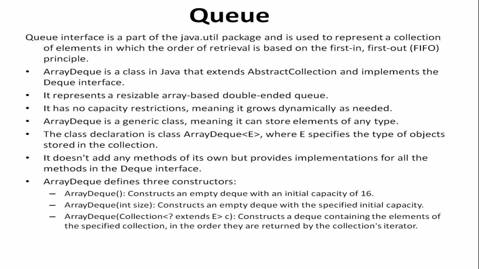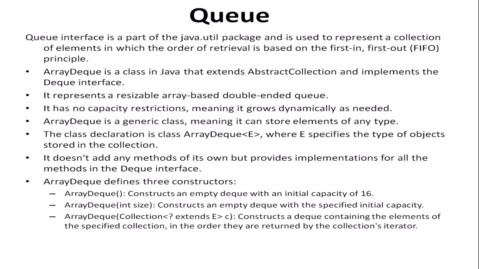ArrayDQ is a class in Java that extends AbstractCollection and implements the DQ interface. It means it is inheriting the abstract collection and uses the DQ interface. So if you want to use inheritance, you have to use the keyword extends, and if you want to use an interface, you have to use the keyword implements. So it represents a resizable array based double-ended queue.